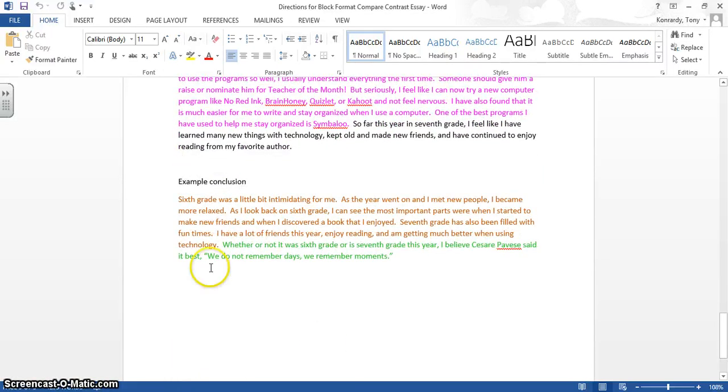In our conclusion, this would be our fourth paragraph. We begin with a few sentences that summarize the two topics, in this case a little bit about 6th grade, a little bit about 7th grade, and either a catchy line or some kind of good ending to let the audience know that we are at the end of the essay, or if you give this as a speech, the end of the speech.